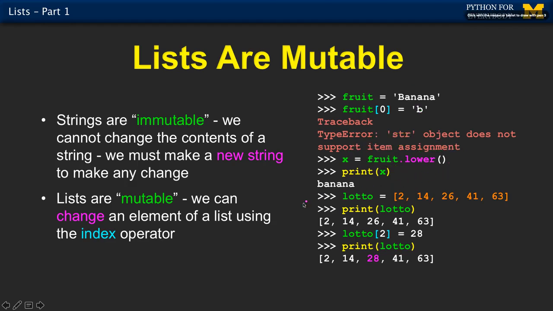Okay, but on the other hand, if we have a list, 2, 14, 26, 5 integers, and we print it out, and then we say lotto sub 2 equals 28. Well, that puts 28 into that position. And at this point, the list is truly changed, right? So we print it out. The original 26 is long gone. It's just like any assignment statement, except that we can assign into a piece of the list. We can put something into a piece of the list.